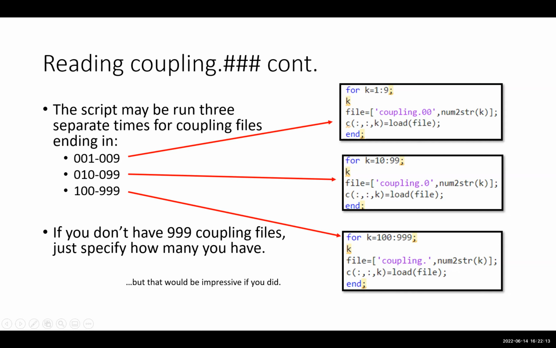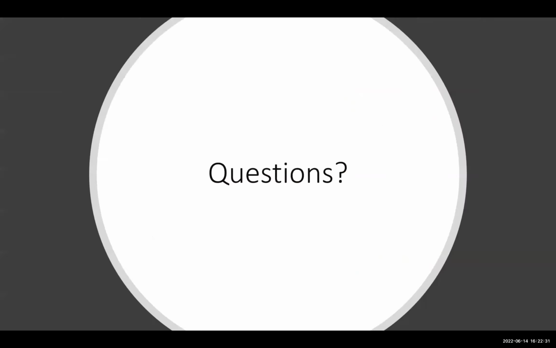If you don't have 999 coupling files, you just specify how many you have. And you can modify the range if you're trying to say from like 50 to 75 as well. Just for those, you can specify which ones you have in the code. So, yeah, questions?